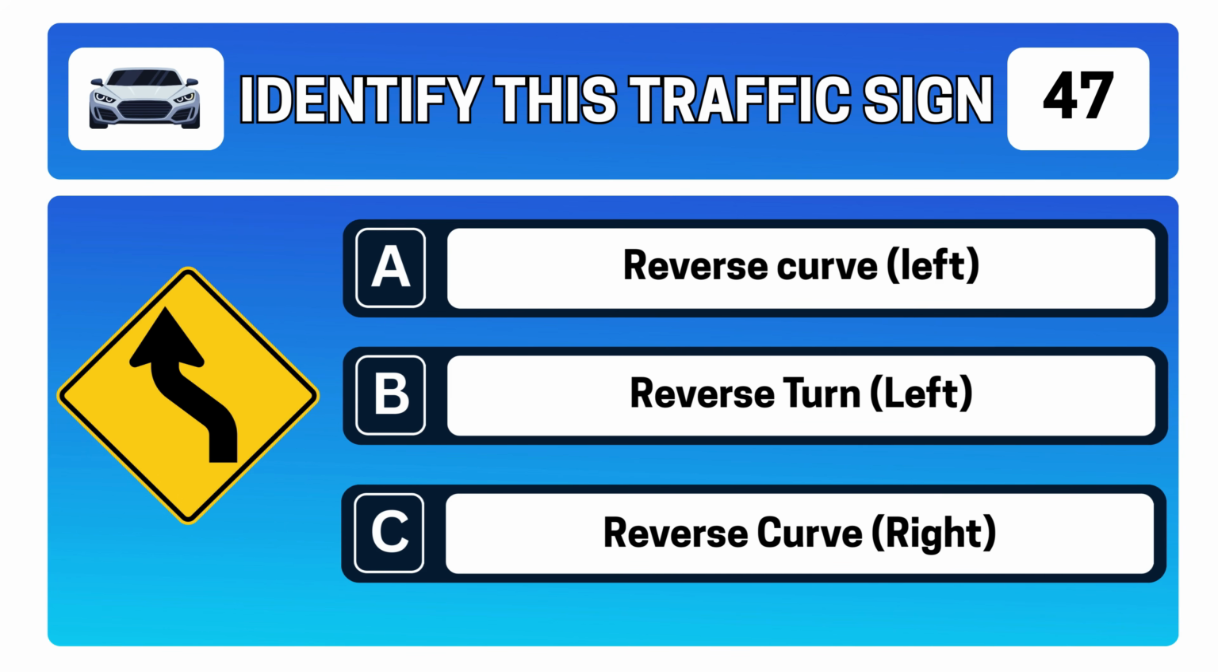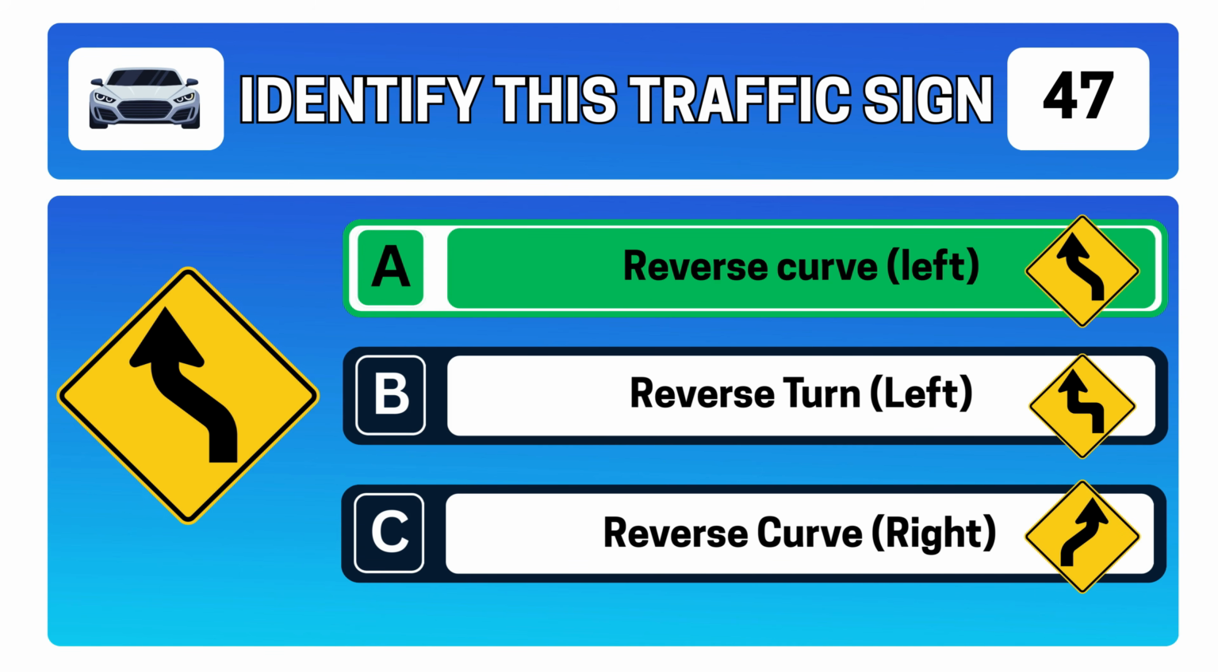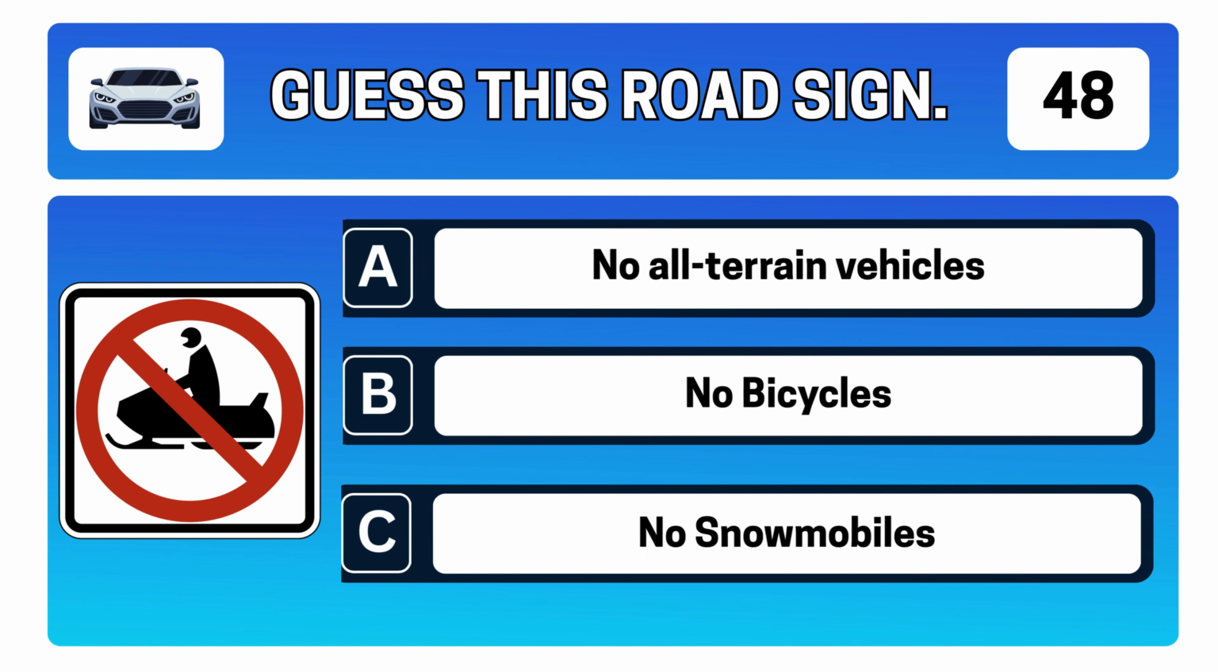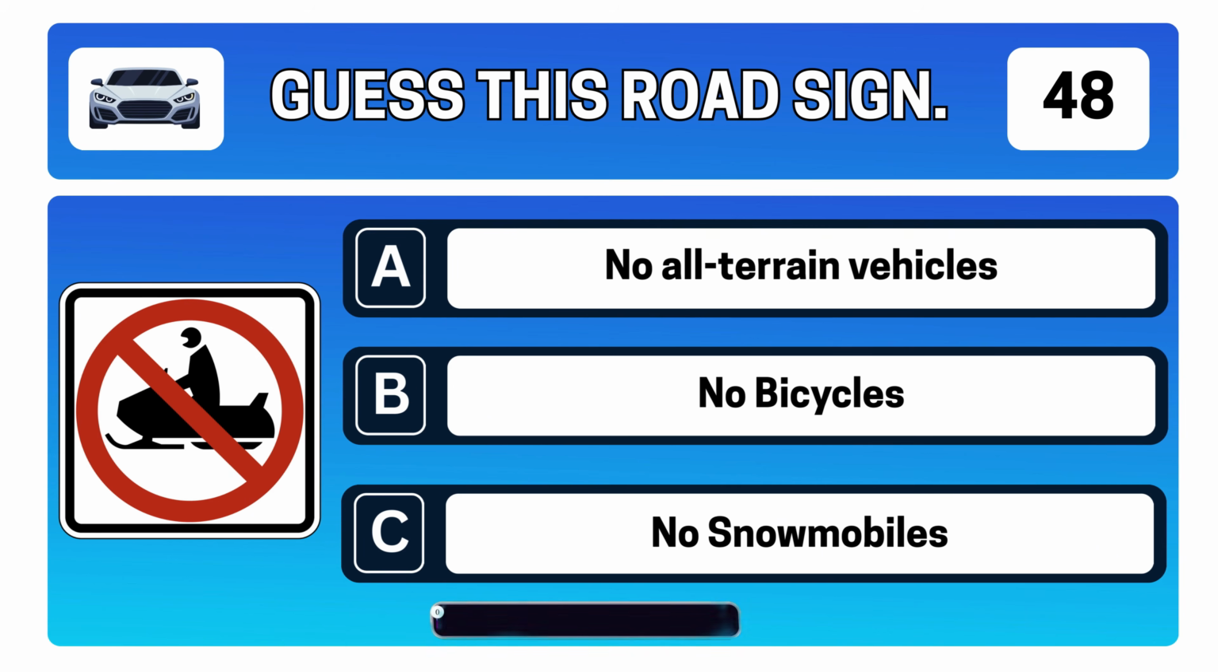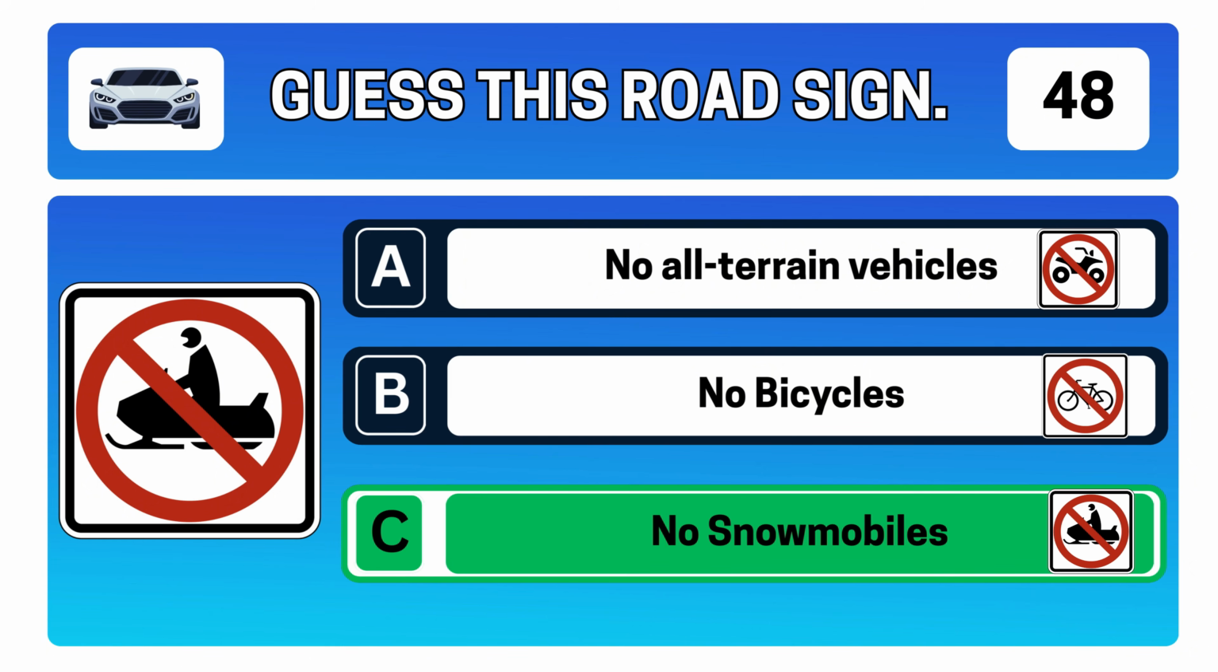Identify this traffic sign. Nice! It is the reverse curve left sign. Guess this road sign. Good catch. It is the no snowmobile sign.